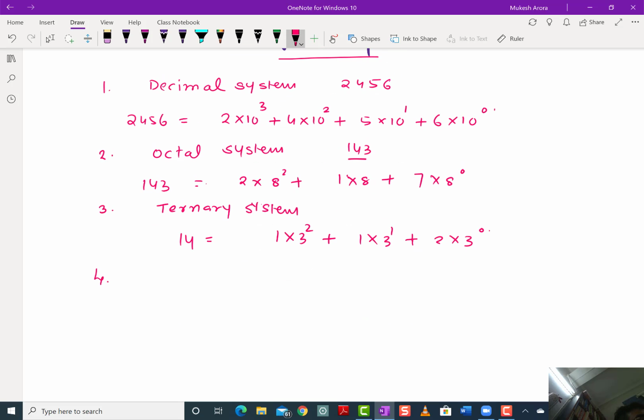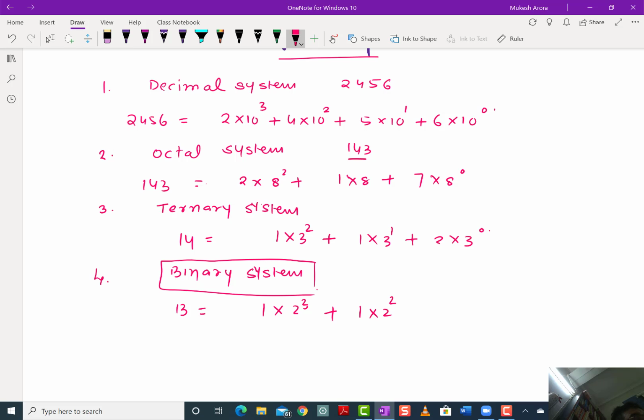And the last is the binary system, which is important, which is our topic of today. If we have 13 in the binary system, the base is 2: 1 into 2 raised to the power 3 plus 1 into 2 raised to the power 2 plus 0 into 2 raised to the power 1 plus 1 into 2 raised to the power 0. Here the base is 2.